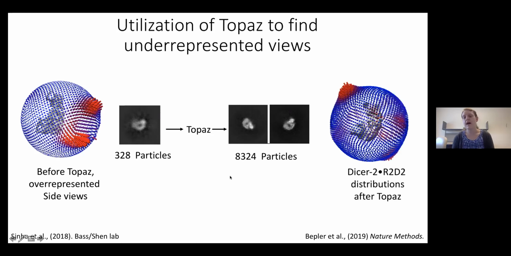And after Topaz, we can see our distribution map here. Even though we still do have an overrepresented amount of certain views, it is greatly improved from how it had been in the past.